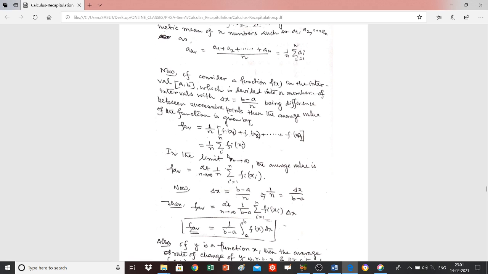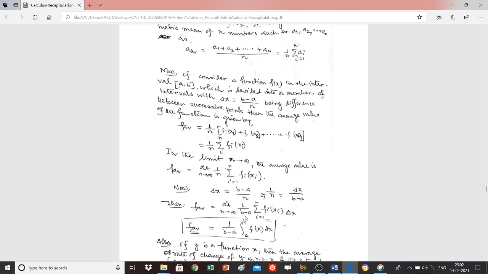From this relation, it is not very difficult to understand. Also you have delta x equal to (b minus a) by n, which is also written here. From here you can write 1 by n as equal to delta x by (b minus a). So from this relation, f average can now be written as limit n tends to infinity, where this 1 by n is written as delta x by (b minus a).